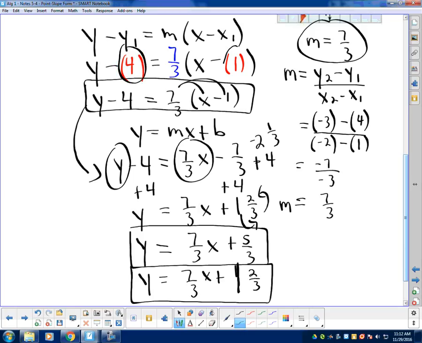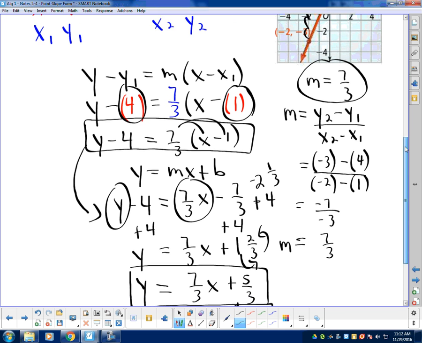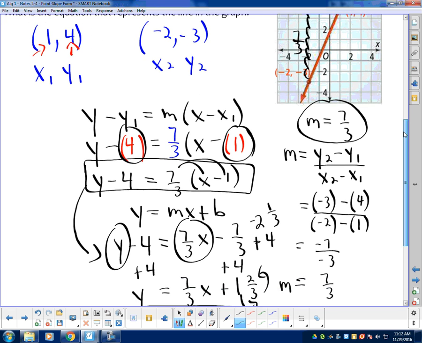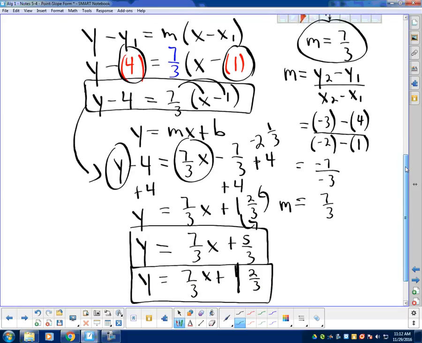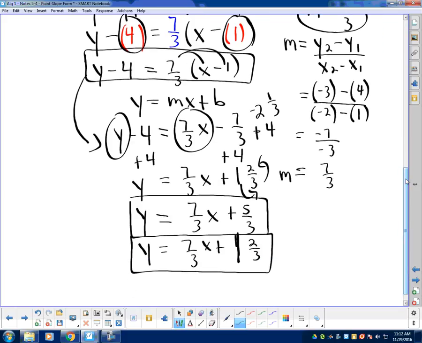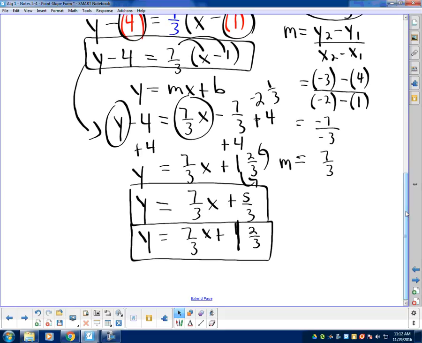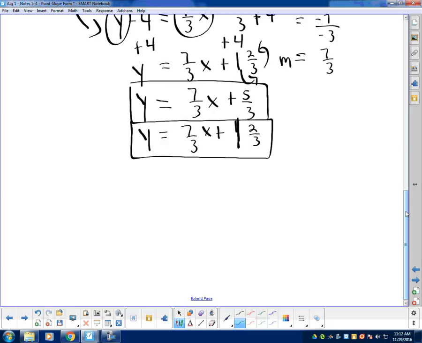Now, somebody might have the question, what would have happened had I, up here at this point, used the other point for x1, y1? What if I had plugged in that -2, -3 for x1, y1? Would I get the same equation? Well, when it comes to point-slope form, it won't look the same. Let's write it down here. But if I change it over to slope-intercept form, you will have exactly the same equation.